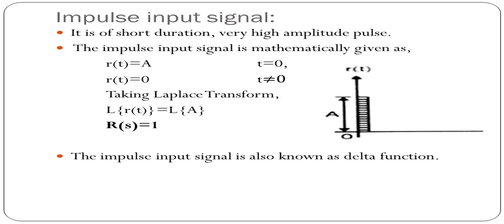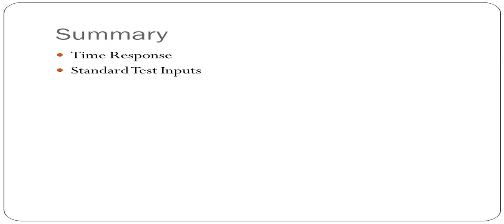So let us take the Laplace transform of this signal r of t is equal to a, then it becomes r of s is equal to 1. The impulse input signal is also known as delta function. So this was about four types of input signals. First was step input signal, then ramp input signal, parabolic input signal and impulse input signal.